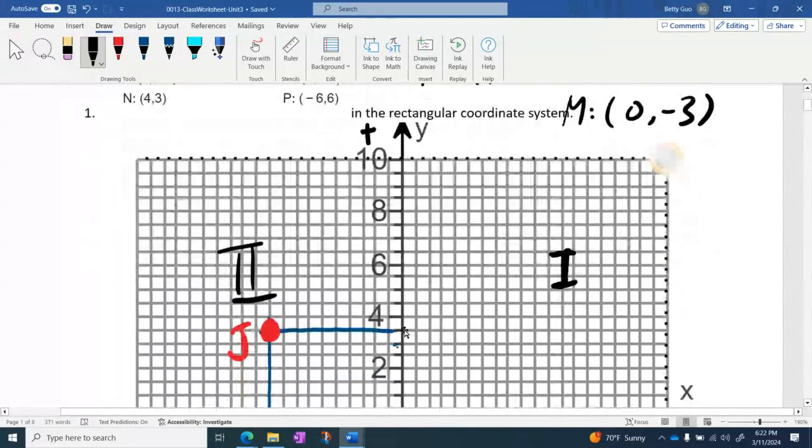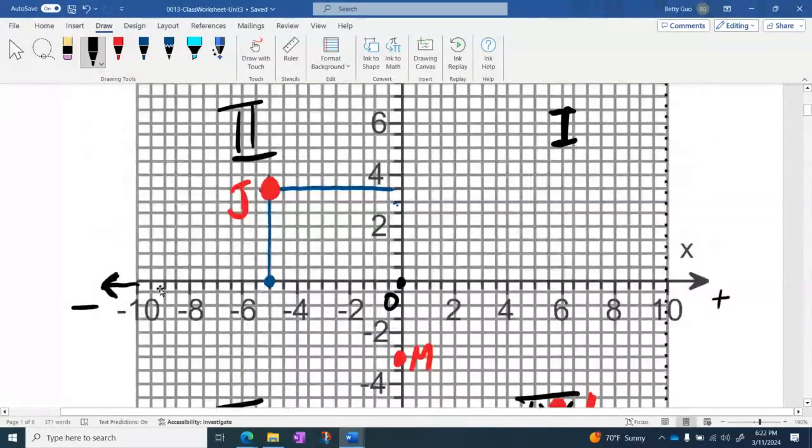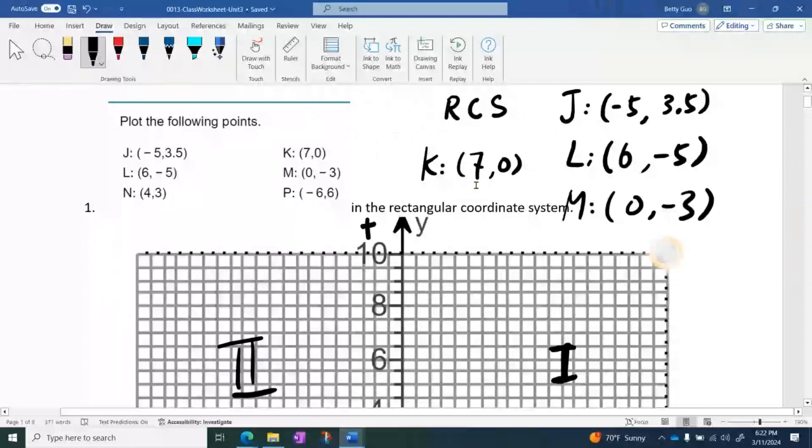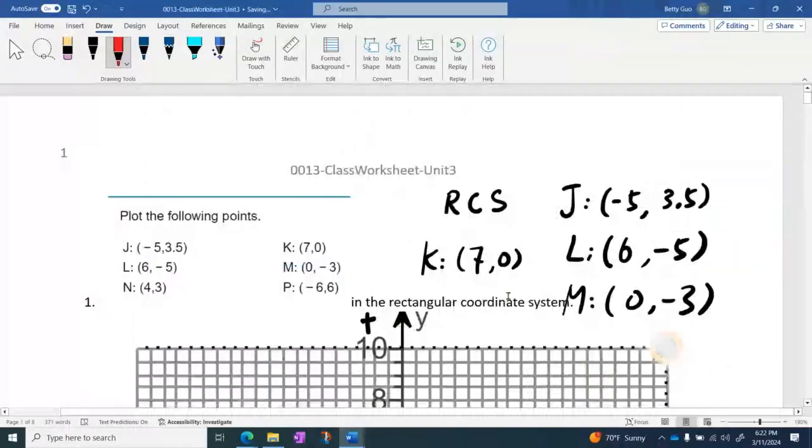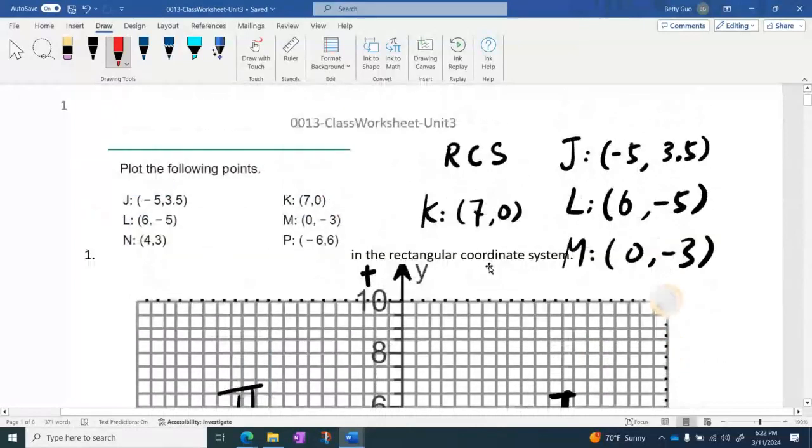It has to be on the x-axis, right? It's not above, it's not below. It has to be on the x-axis. And horizontally, x coordinate is 7. So this point K is 7 units to the right of the origin. Knowing if we have an ordered pair, the second component is 0, then the point must be on the x-axis, all right? What else? We have J, we have K, we have L, we have M.